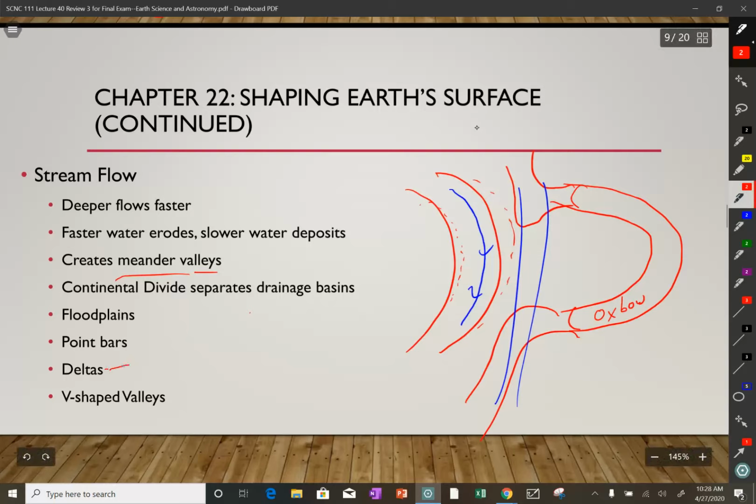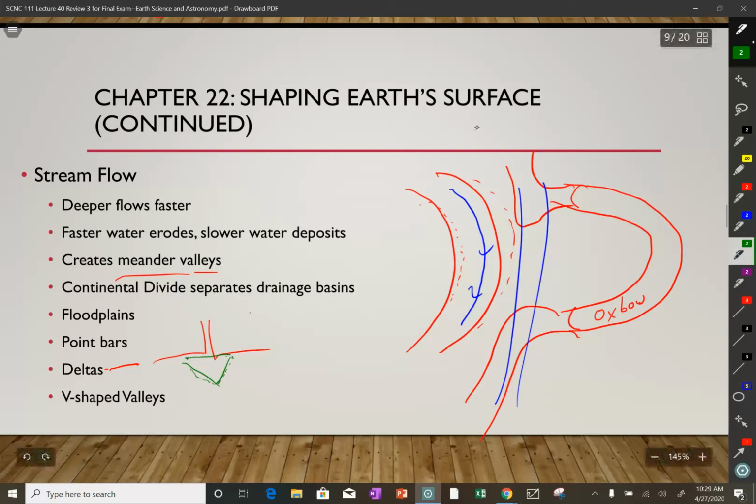Let's skip point bars. Deltas is when a river runs into an ocean. And so you have the river that was flowing like this, and you have the ocean here, and the speed of the water drops dramatically, and so it drops sediment. And the sediment tends to form something that looks kind of like this, and that's the Greek letter delta, and so that's why it has the name delta. So it's sediment that builds up in the still water because of the stream flowing in, carrying its sediment load, and then slowing down and dropping.